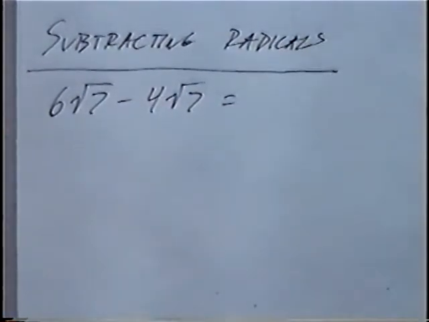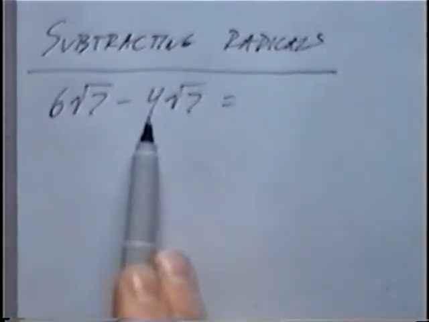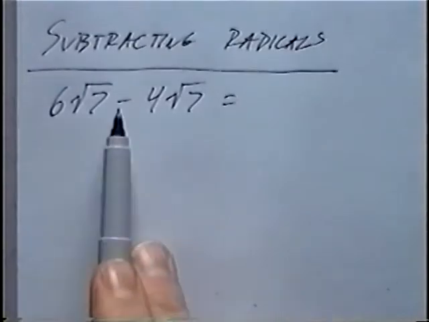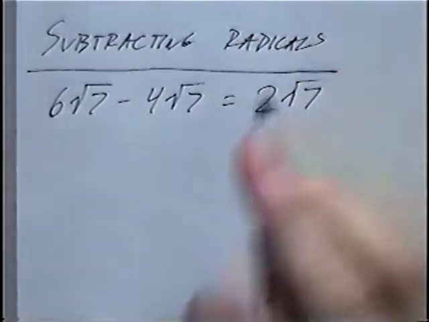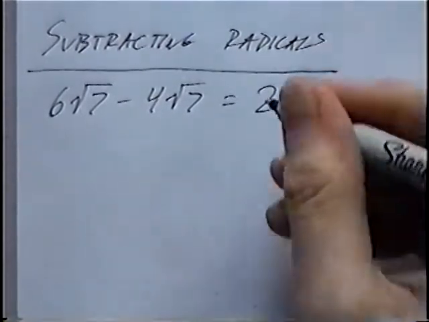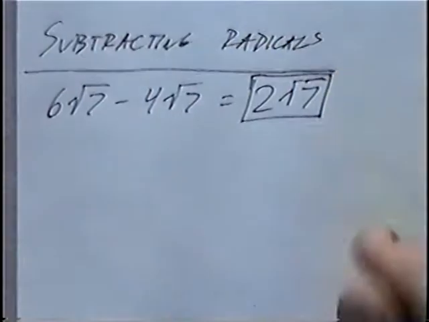Just like when adding radicals, when we subtract, the number underneath the square root or radical must be exactly the same, and then we can subtract the coefficients. In this case, it would be 6 minus 4, which would be 2, and the radical 7 would remain the same. So our final answer would be 2 radical 7.